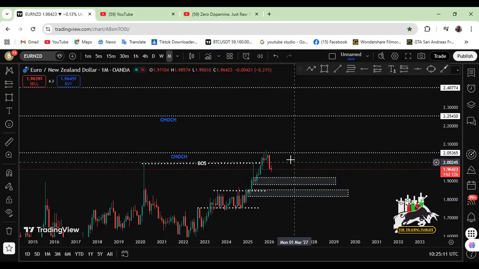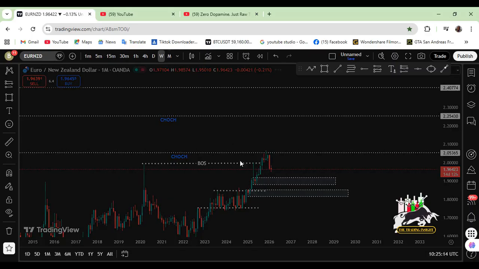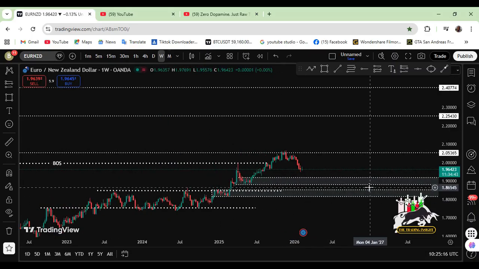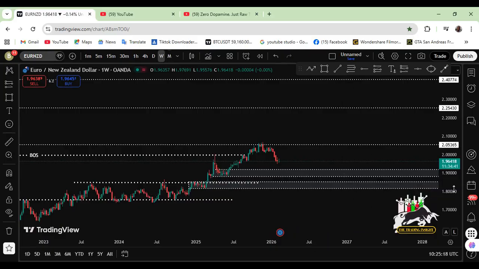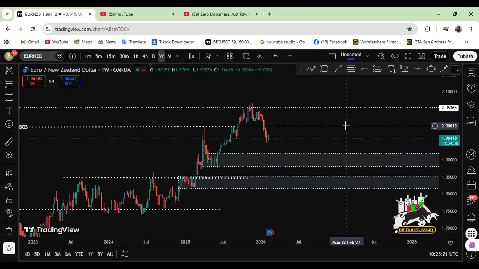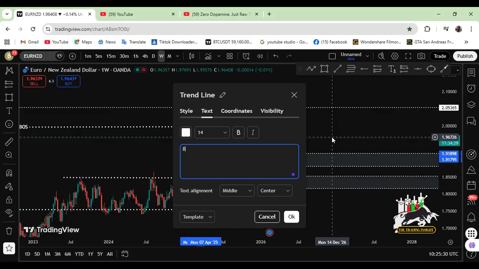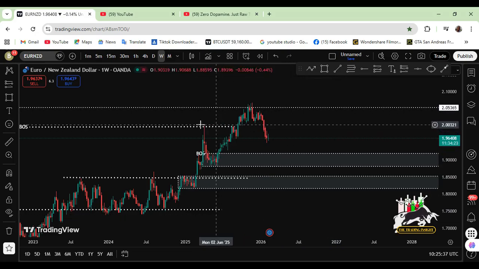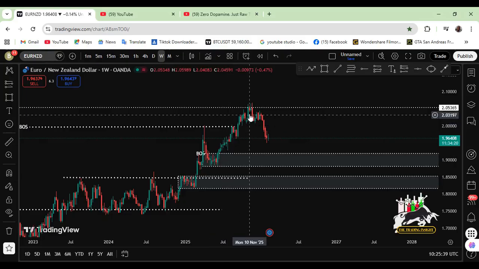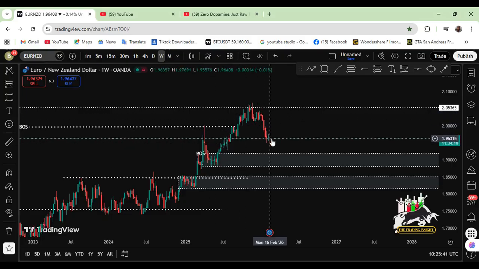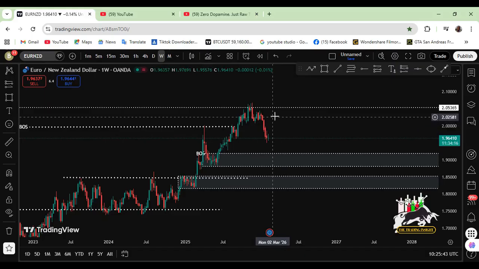So now we go to the weekly time frame. Now under the weekly time frame, what do we have here? We have a break of structure here. It's a small break of structure, but it matters. It counts. So that is a break of structure, and this is the last break of structure before price started rejecting down.